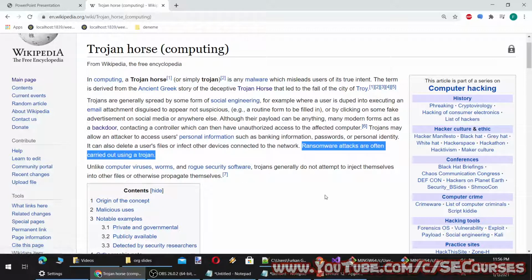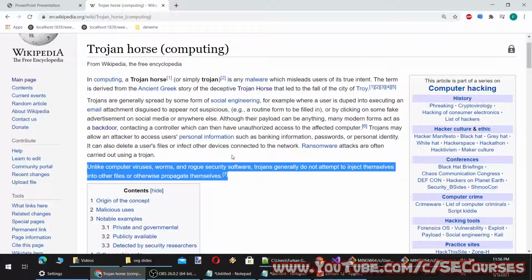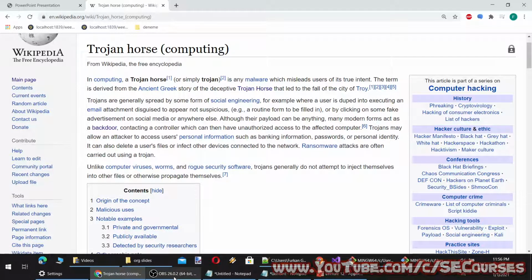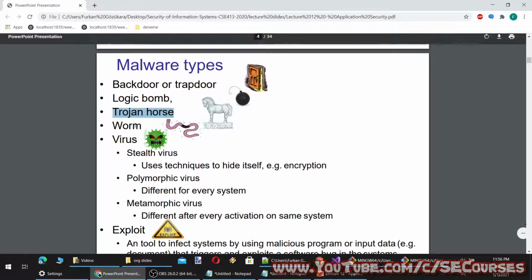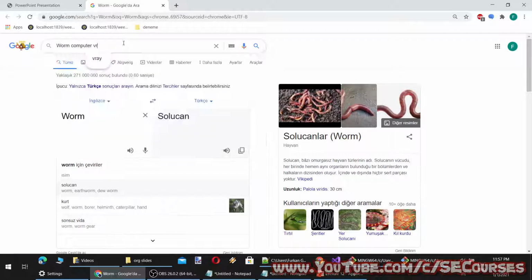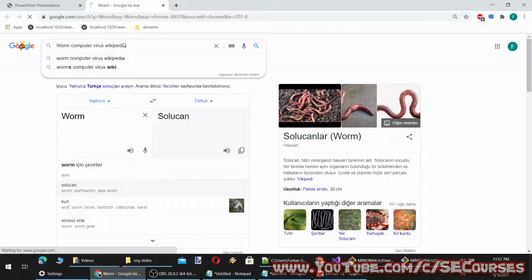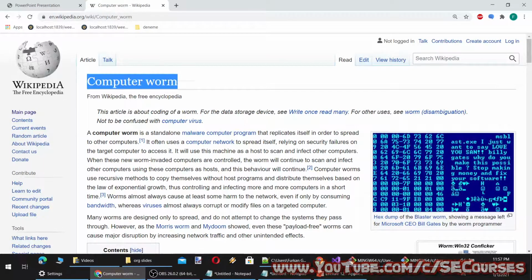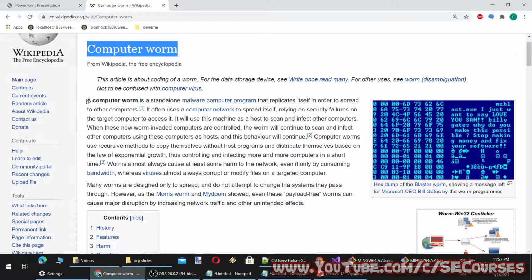Unlike computer viruses, worms, and rogue security software, Trojans generally do not attempt to inject themselves into other files or otherwise propagate themselves. Okay, let's continue. So worm. Computer worm.